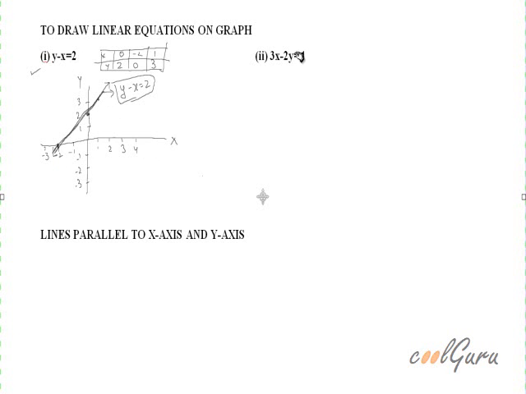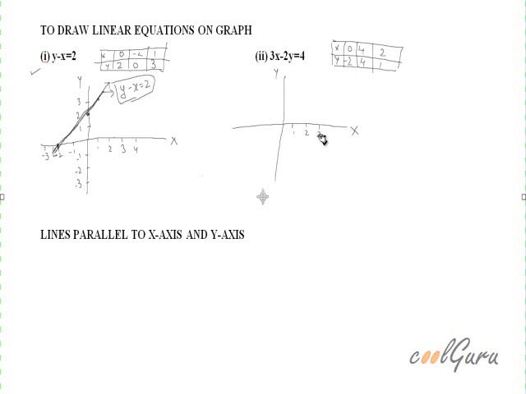Similarly, consider this equation in two variables. Let me write 3 solutions of this equation, x and y. When x is 0, y is minus 2. When x is 4, y is 4. And when x is 2, y is 1. Again, we will plot these points on the graph paper, though my line may not be straight.